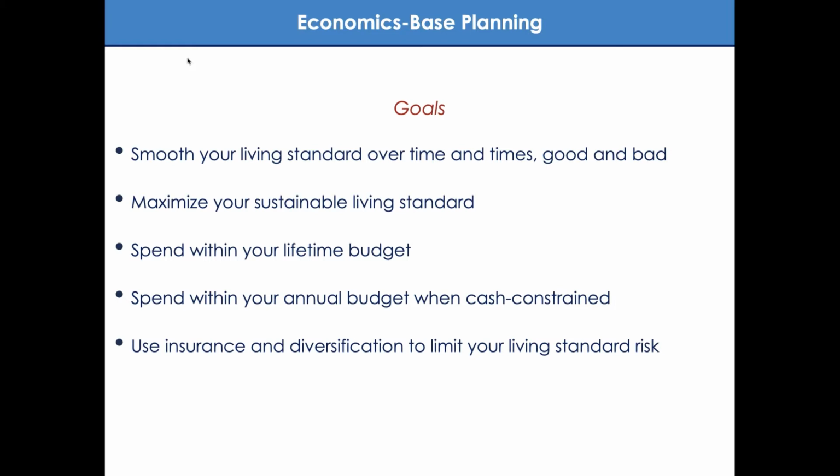For example, somebody may have no ability to save whatsoever this year, and their discretionary spending is limited by their available cash. Or it might be limited over the next 10 years when they have to pay off the mortgage, when they have a lot of kids at home and mouths to feed, when they have to save up for college tuition for their children. This can lead them to be cash constrained over a number of years, and that's also a goal of economics-based planning: not to violate any of these cash constraints, and to try to smooth your living standard subject to these cash constraints and also subject to your lifetime budget constraint.